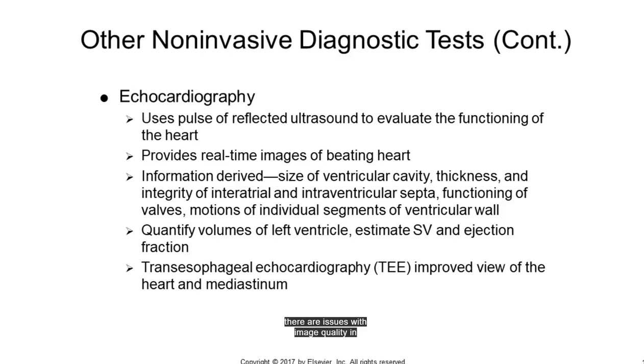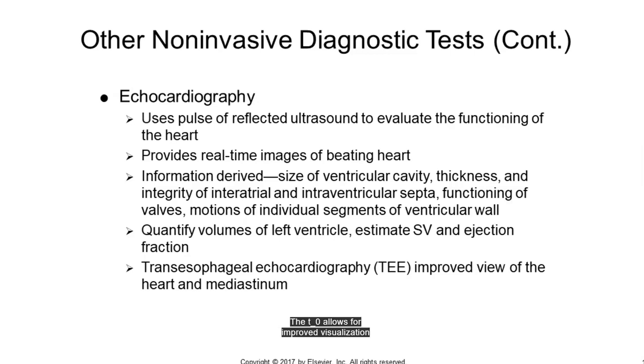Because there are issues with image quality in a standard echocardiography called a TTE, using a probe inserted into the esophagus to view the heart improves the view of the heart and mediastinum. This is known as TEE, for transesophageal echocardiography. The probe is swallowed like food after the patient is sedated and anesthetized, but awake.